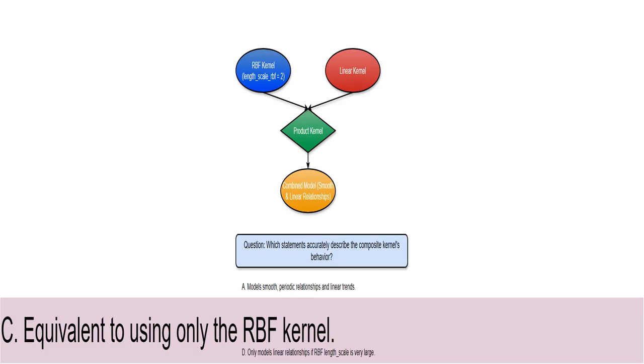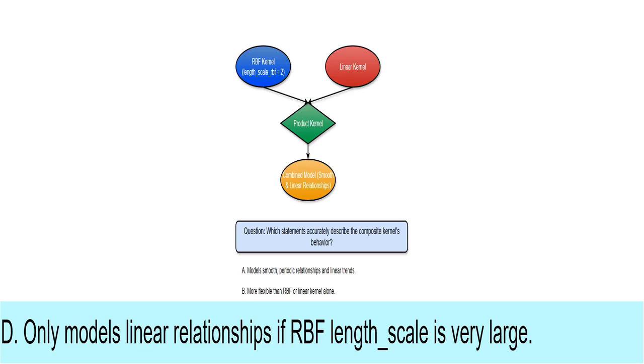This is incorrect. Combining kernels using a product kernel fundamentally changes the model. The resulting kernel's behavior is not simply the same as using only one of the base kernels. It's a completely new beast. This is also wrong. A large length scale in the RBF kernel makes the RBF part less influential, kind of like blurring the nonlinear aspects. However, the linear part from the linear kernel remains fully active and will still be used by the model. The linear modeling capability will not disappear.